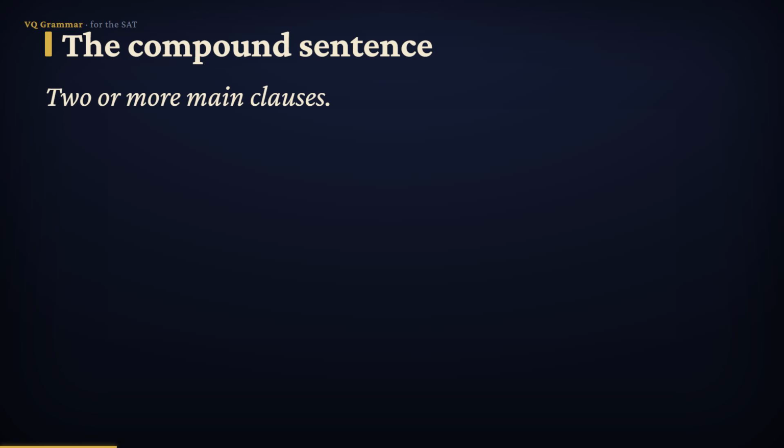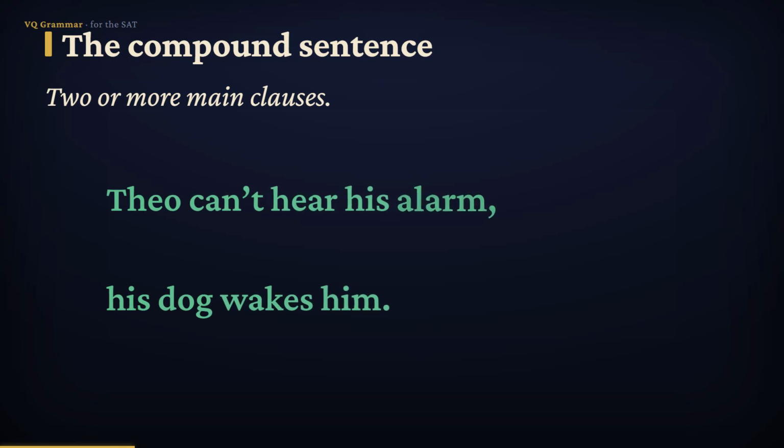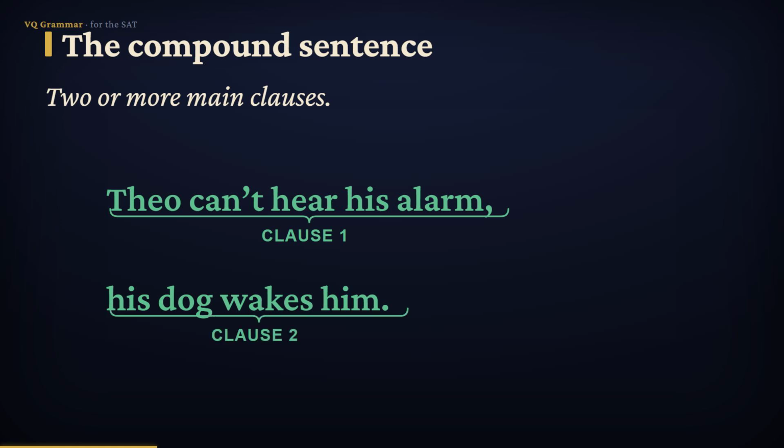A compound sentence is different. It joins two or more main clauses, each one a complete sentence on its own. Theo can't hear his alarm, and his dog wakes him. The first clause, Theo can't hear his alarm, could stand alone. The second, his dog wakes him, could also stand alone. We've joined two complete sentences into one compound sentence.